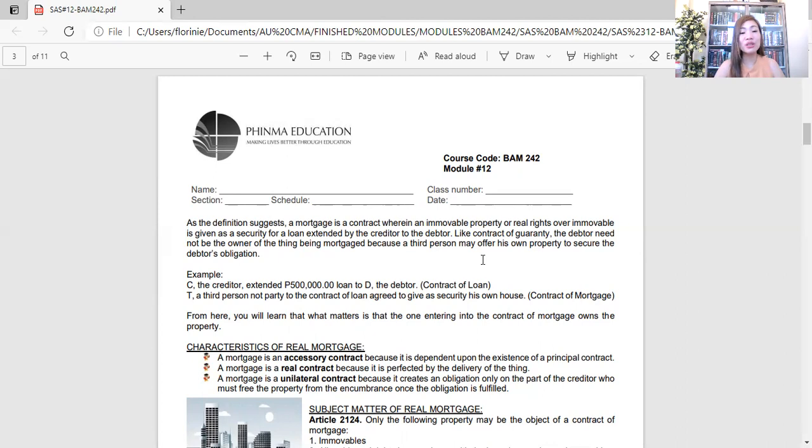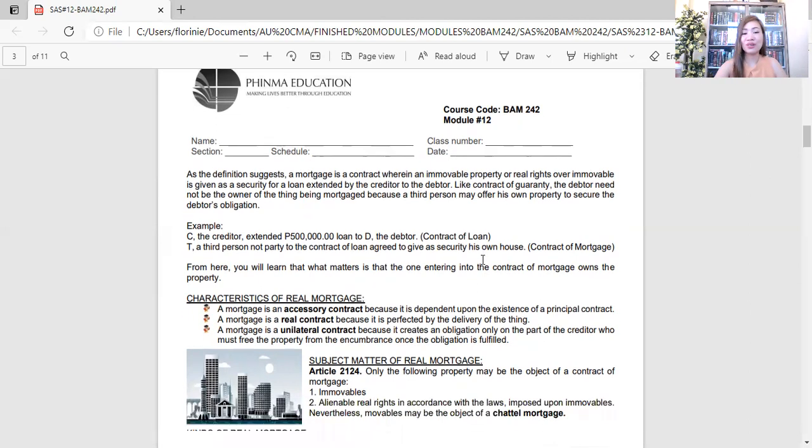So from here, you will learn that what matters is that the one entering into the contract of mortgage owns the property. So for as long as it is really T who owns the property, then it doesn't matter, no? Okay lang yon. Magiging valid pa rin yung contract of mortgage kahit na yung kanyang parang sinisecure na loan ay hindi naman talaga kanya.